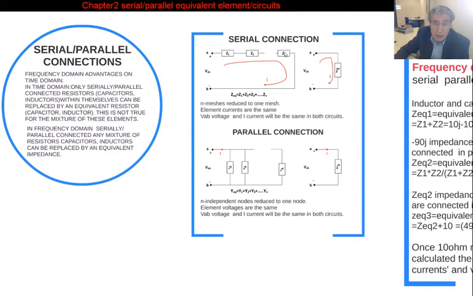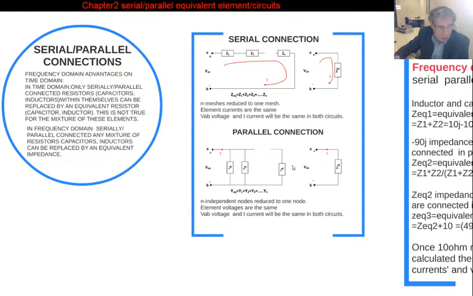Serial connected elements' currents are the same. So the currents of Z1, Z2, ..., Zn are all the same. That means the current phasors of those elements are also the same. The VAB voltage and I current will be the same in both circuits. We already said that.